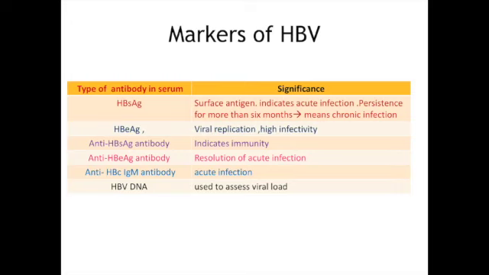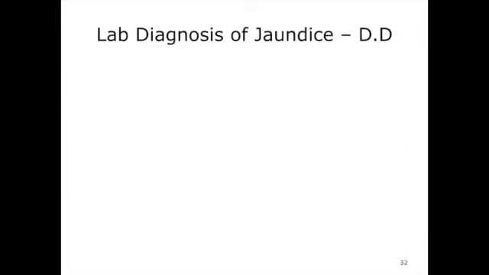And when you have a suspicion of high viral load, you can estimate the hepatitis B virus DNA. So the treatment depends upon the hepatitis B virus DNA load as well as the hepatitis B antigen positivity. So I will come to the lab diagnosis of different jaundice, differential diagnosis.